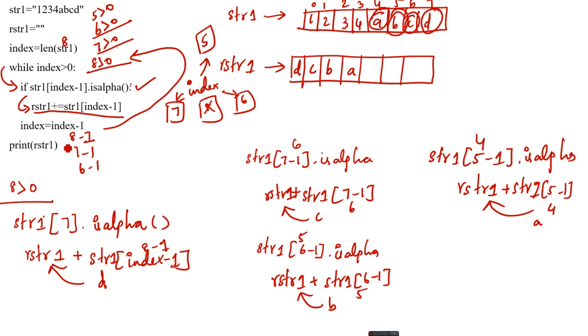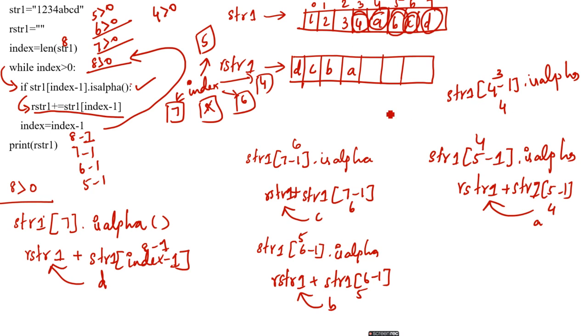Again, we will perform this statement. 5 minus 1, that is 4. Now index refers to the value 4. We are going back to the loop and we will check 4 is greater than 0. The condition is true. Then you have to check this condition: if str1 of 4 minus 1 is alpha. 4 minus 1 is 3. Now str1 of 3, the value is 4. It is not an alphabet. So condition false, we will not execute this statement.